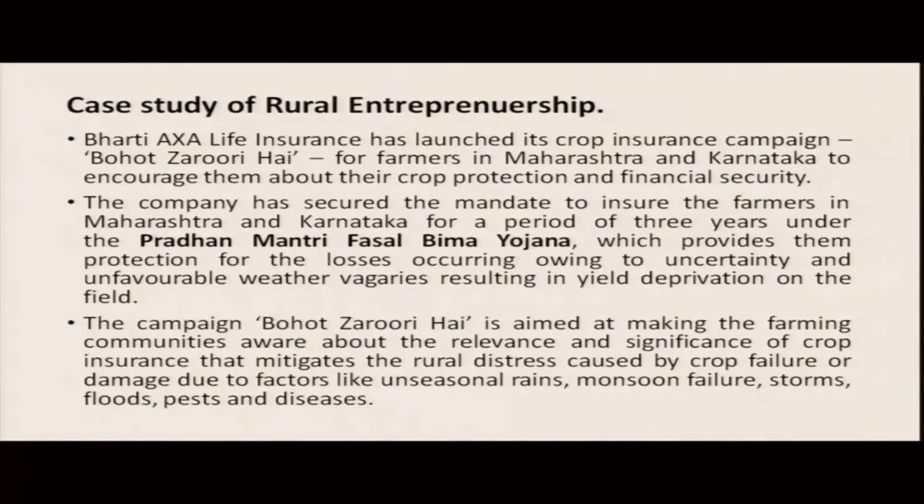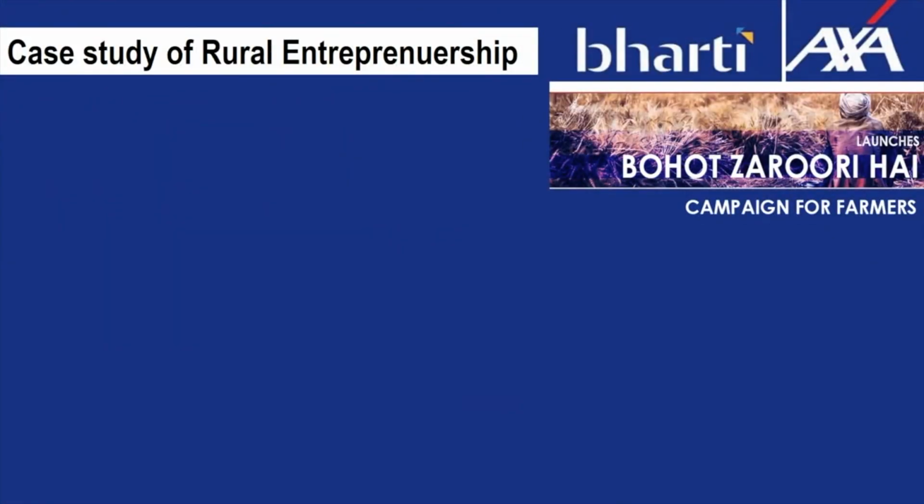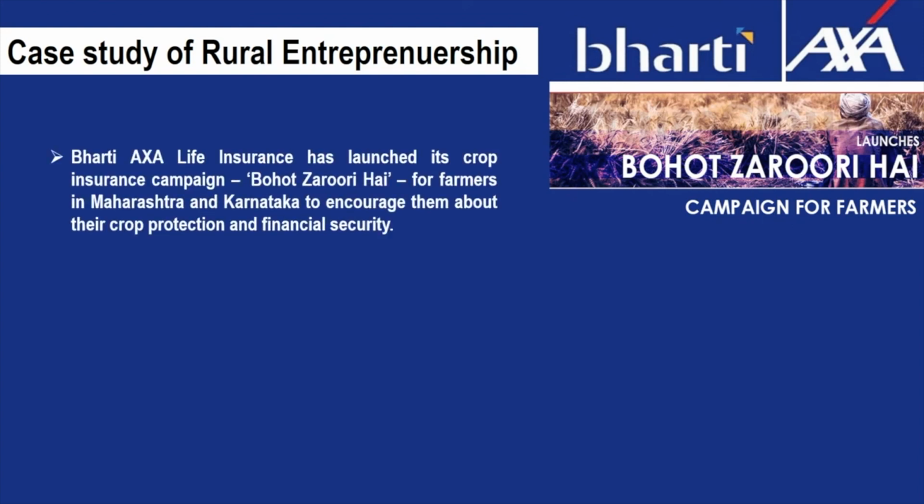So, we have discussed a lot of aspects about rural marketing. A number of companies are adopting these markets and customizing products to create a space for themselves in this market. One such case study of rural entrepreneurship is by the life insurance company Bharti AXA Life Insurance. They have launched a crop insurance campaign. We were discussing the vagaries of weather in impacting rural income. So, this crop insurance would be a very important product for a rural consumer.